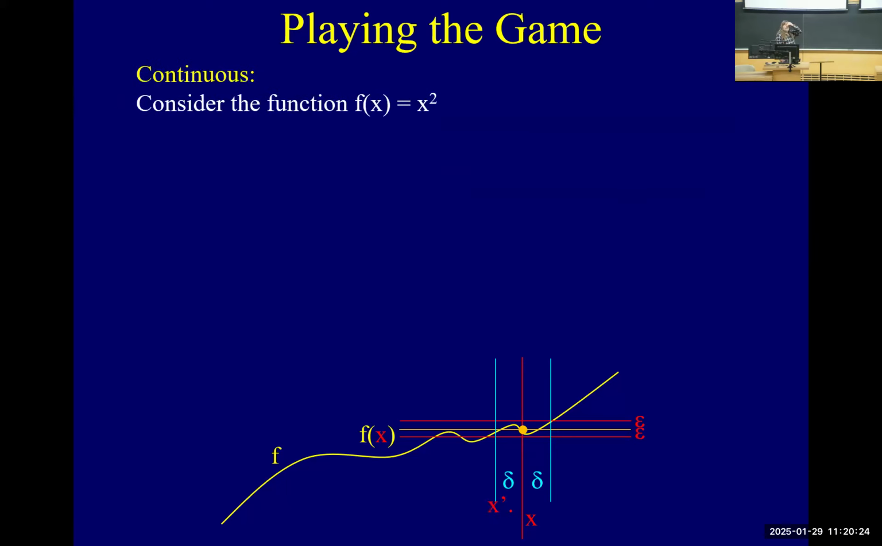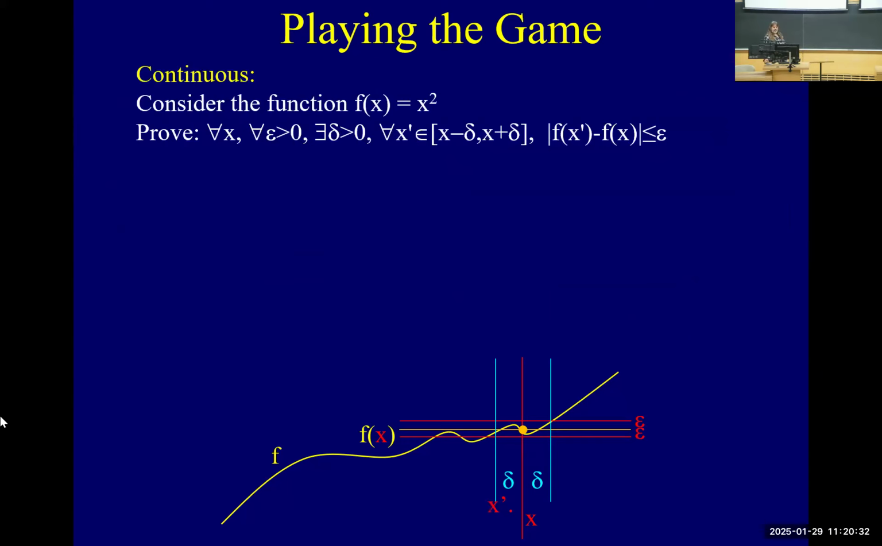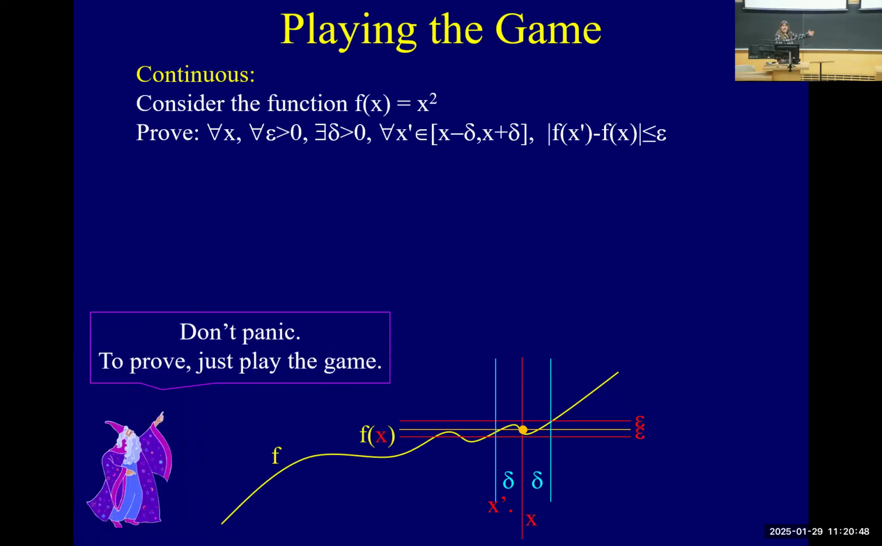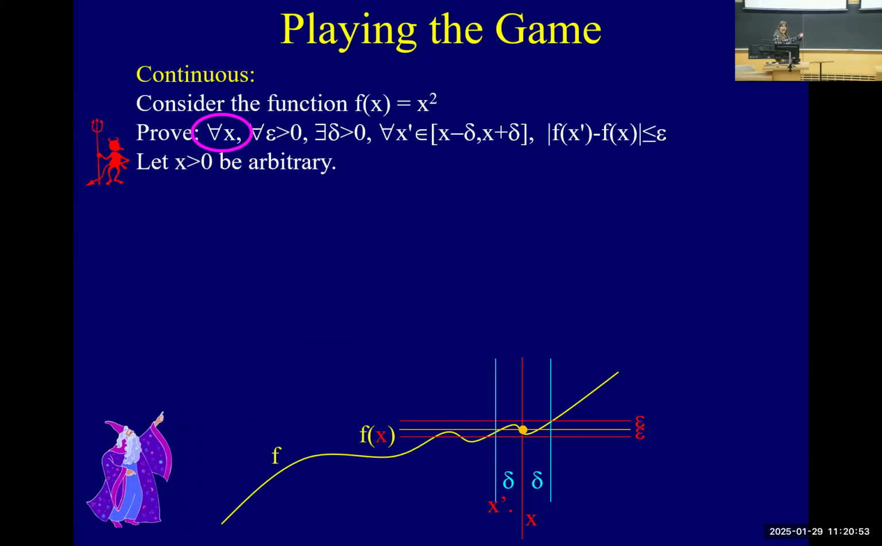So let's do it. Let's prove that x squared, the function f equals x squared, is continuous. Here's the statement. I want to prove that it's continuous everywhere. So you give me an arbitrary amount I'm allowed to change, and I'll give you a delta in which you can change your x. So don't panic. Remember, don't panic. Play the game. So how do you play the game?